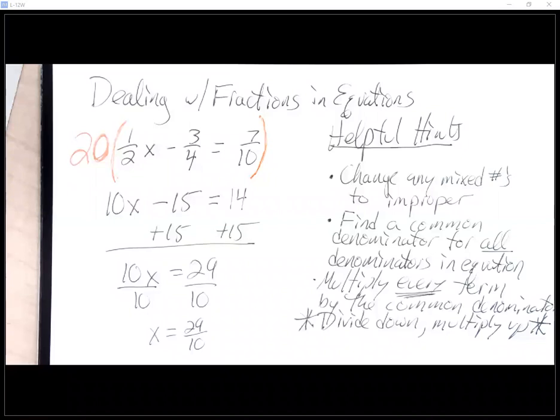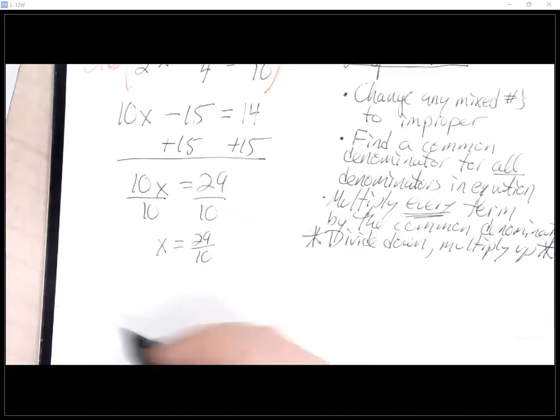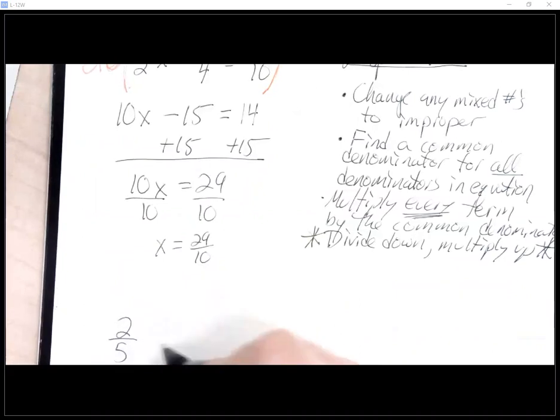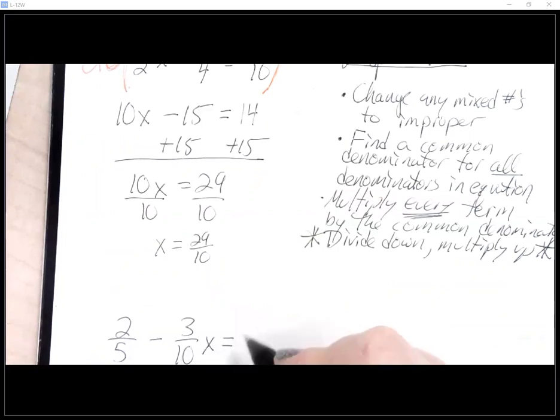Okay, let me give you one to try. I'm gonna make it up here. Let's do, how about 2/5 minus 3/10 x equals 5/6. Try that one.